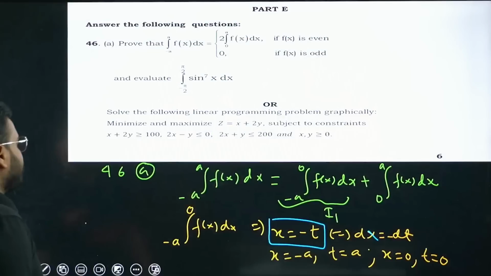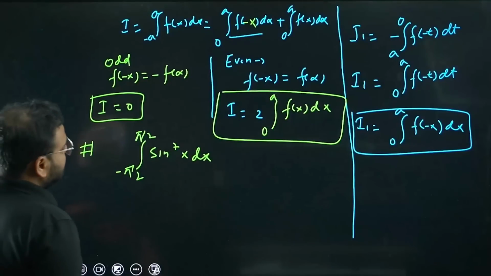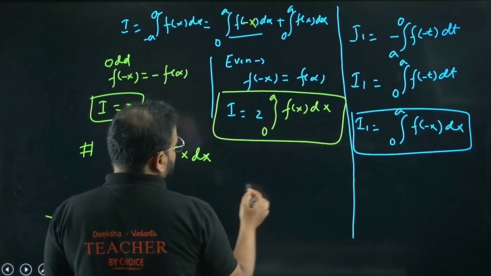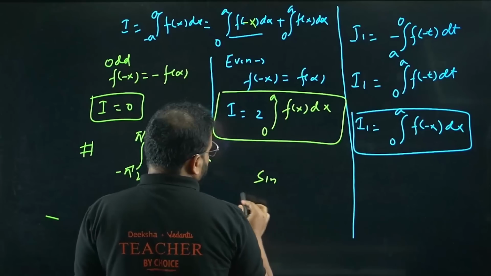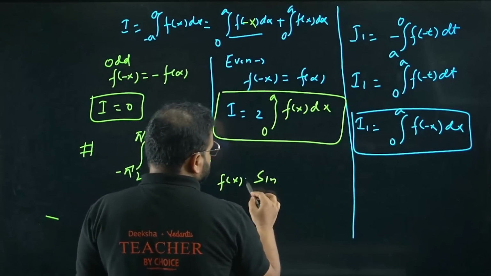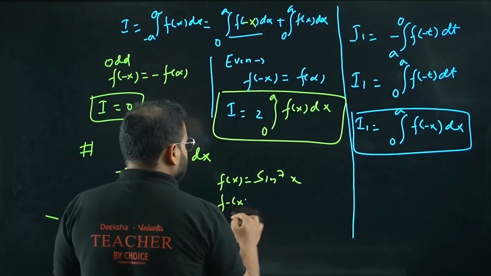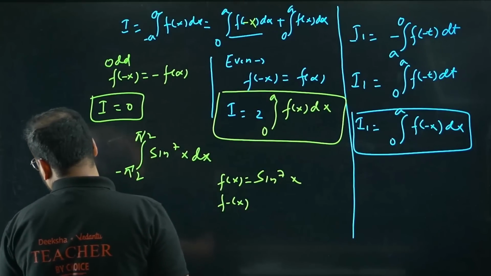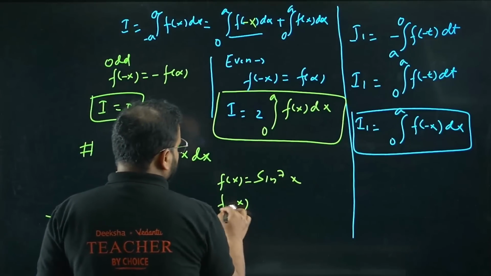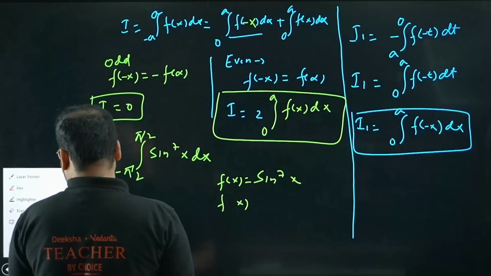Sine power x dx. Yes, sine power 7x dx. Okay, no problem. Right here, bacha, if I take this function f(x) as sine power 7x, then f of minus x will be, please check.